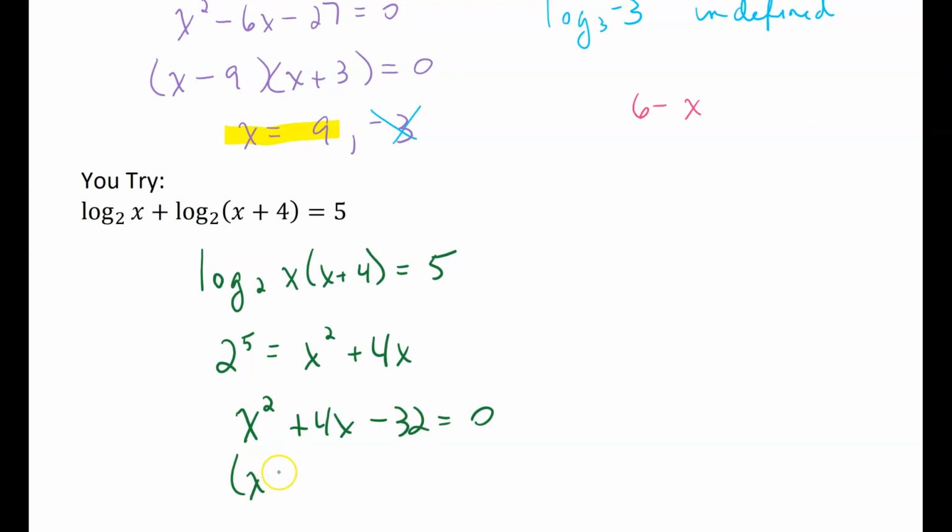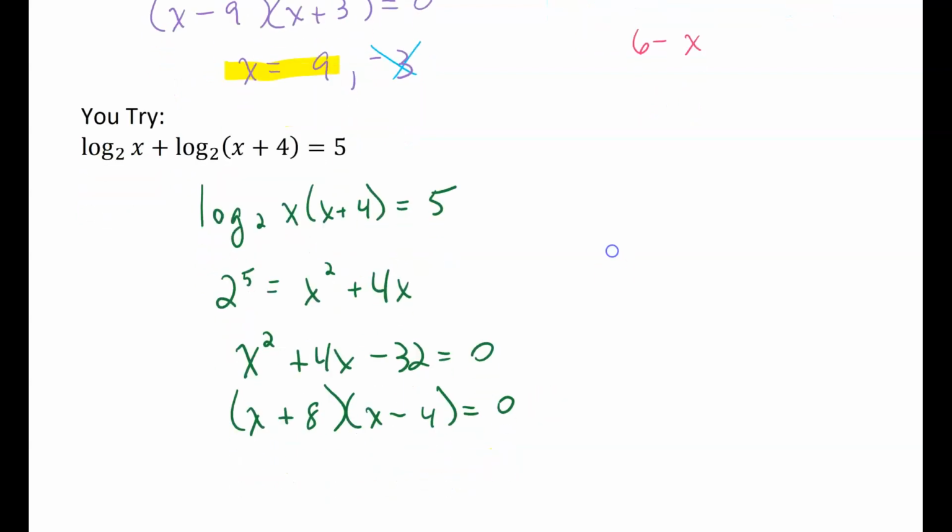Okay, so again, I passed out for you guys a little mini worksheet that's in addition to the book work.